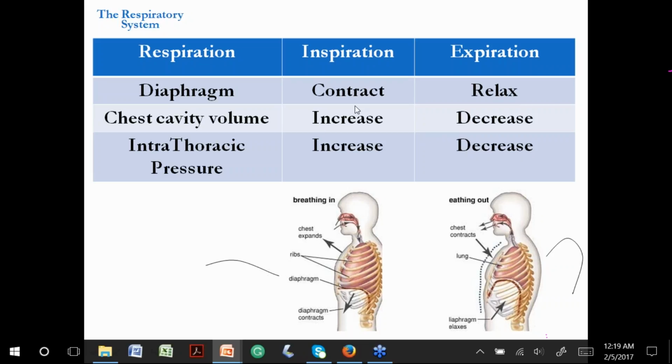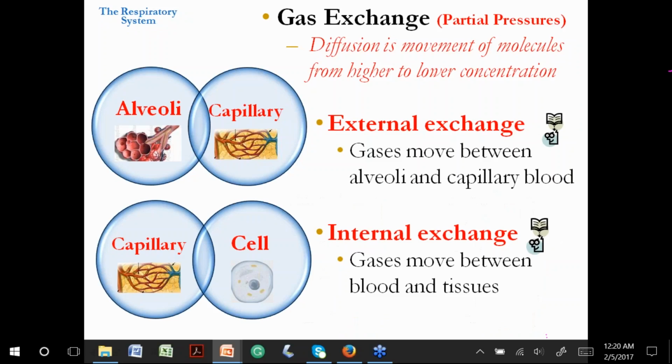So the diaphragm contracts during inspiration, and during expiration it is going to relax. When it relaxes, the diaphragm is going to have this shape like a dome and decrease the thoracic space. Why? Because you are actually exhaling the air from the lungs. Chest cavity volume is going to increase during inspiration and decrease during expiration, and the intrathoracic pressure is going to follow the volume. More volume, more pressure; less volume, less pressure.